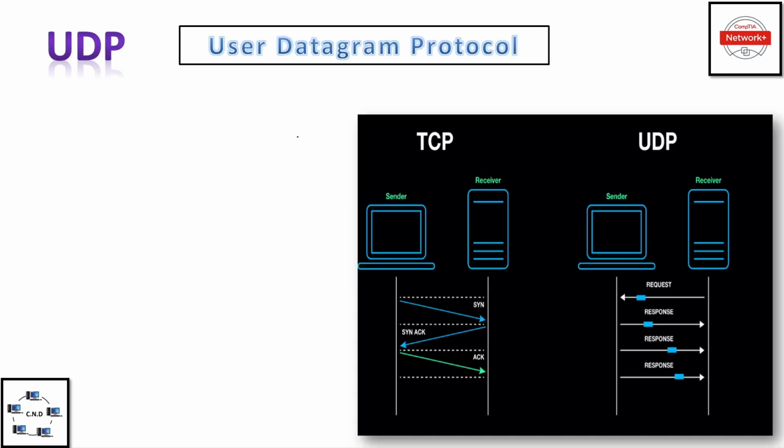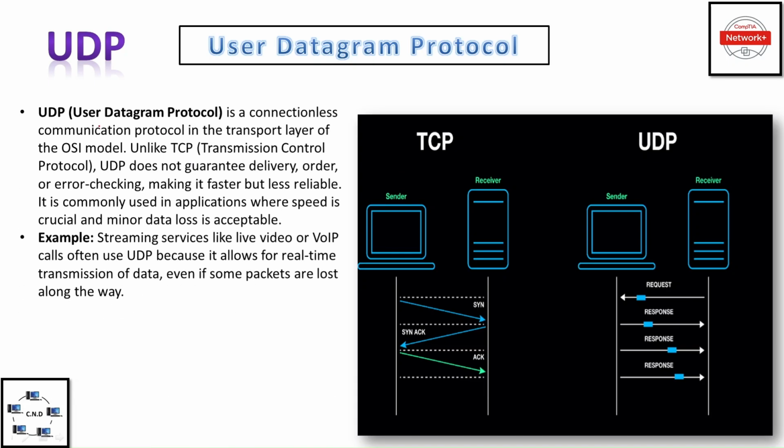UDP, that is User Datagram Protocol. UDP is a connectionless communication protocol in the transport layer of the OSI model. Unlike TCP, that is Transmission Control Protocol, UDP does not guarantee delivery, order, or error checking, making it faster but less reliable.